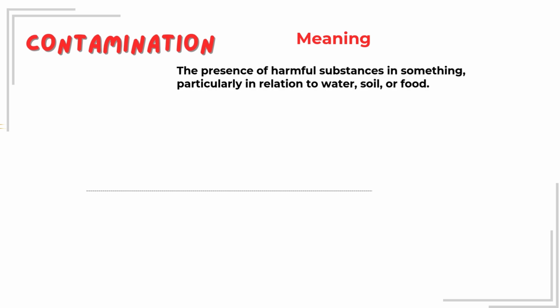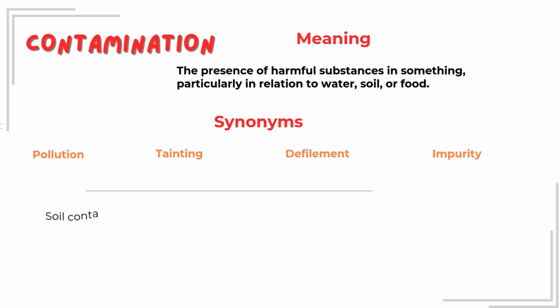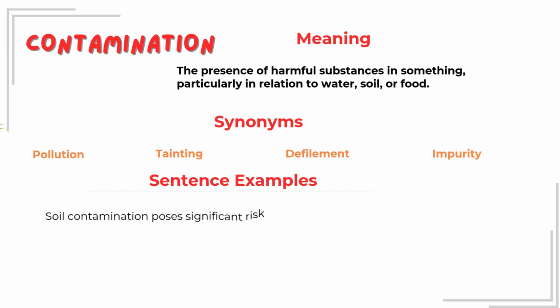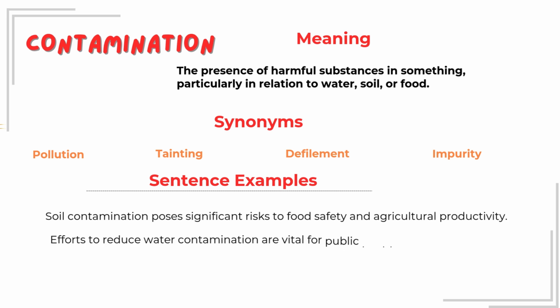Contamination. The presence of harmful substances in something, particularly in relation to water, soil, or food. Pollution. Tainting. Defilement. Impurity. Soil contamination poses significant risks to food safety and agricultural productivity.